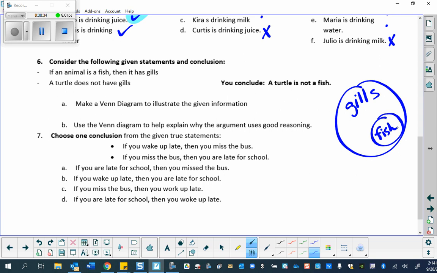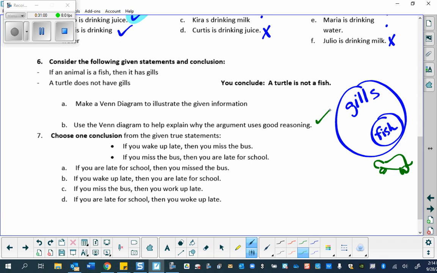Now let's talk about our turtle. Our turtle is out here. Here's a little turtle. He doesn't even have gills. Is there any way he's a fish? So that is a good reasoning.